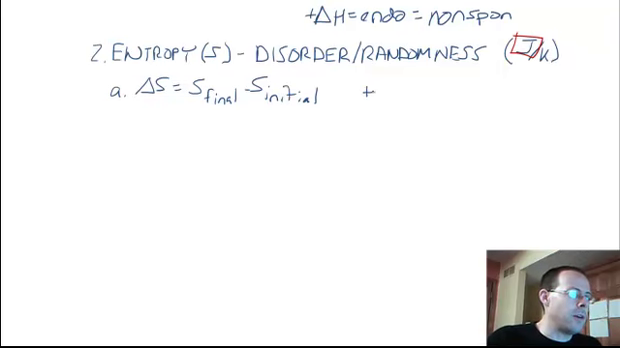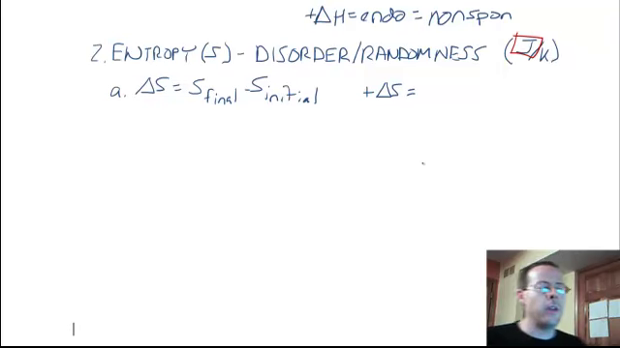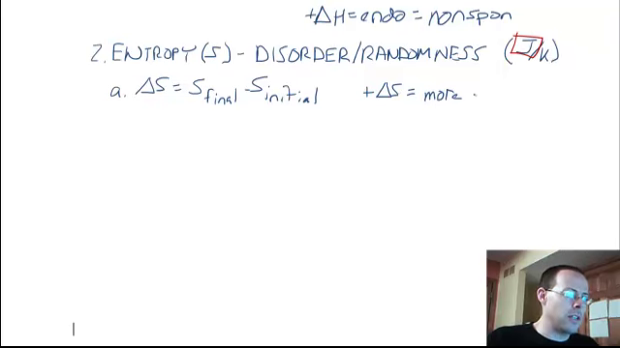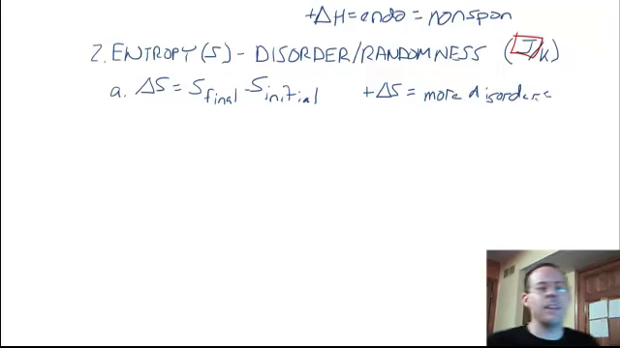If our delta S is positive, so if S is increasing, that simply means we have more disorder, or randomness is increasing. And if randomness is increasing, or more disorder is occurring, this is spontaneous.